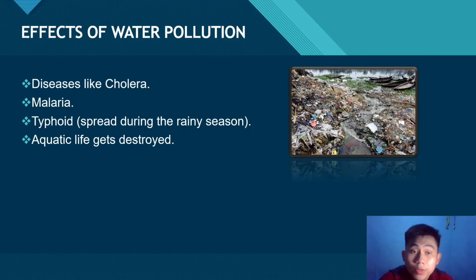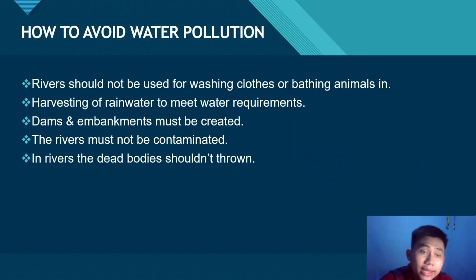What is the effect of water pollution? Diseases like cholera, malaria, typhoid, and aquatic life get destroyed. And then, how to avoid water pollution? Number 1, rivers should not be used for washing clothes and bathing anymore. Number 2, harvesting of rainwater to meet water requirements. Number 3, dams and embankments must be created. Number 4, the river must not be contaminated. And number 5, in rivers the dead bodies should not be thrown.